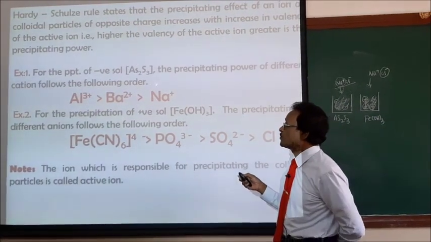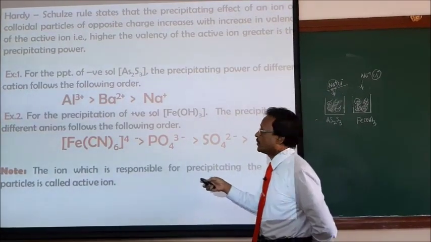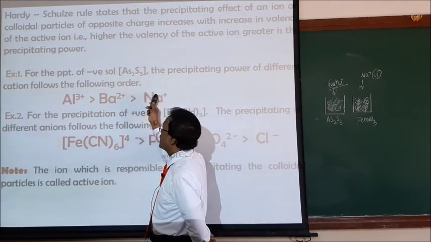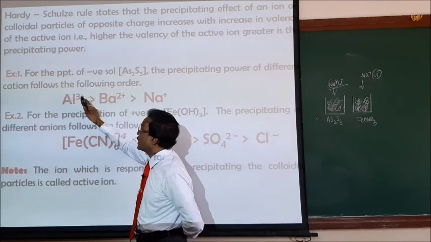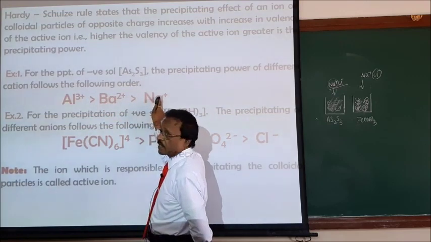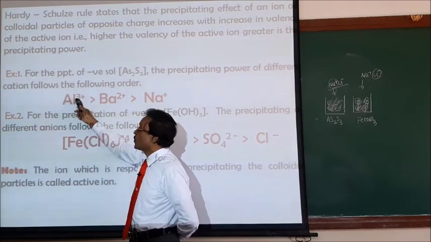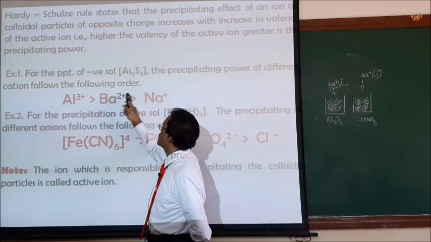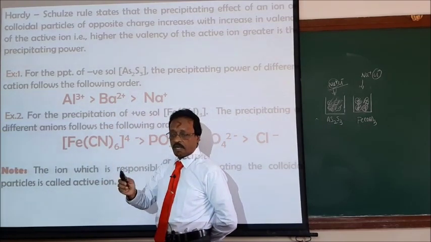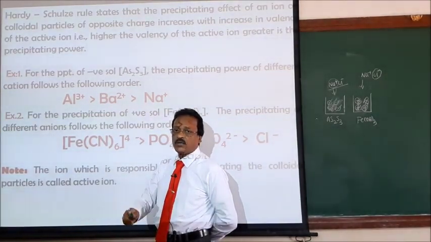I have taken arsenic sulfide as a negative sol. Now the positive ions bring about the coagulation. Look at this: Al3 plus has more power for coagulation than Ba2 plus, and than Na plus. The coagulating power of an ion of opposite charge increases with increase in the valency of the ion, or the magnitude of the charge on the ion. Therefore aluminum has more coagulating power than barium 2 plus, than Na plus. This is the Hardy-Schulze rule.